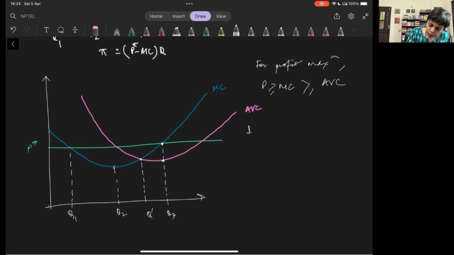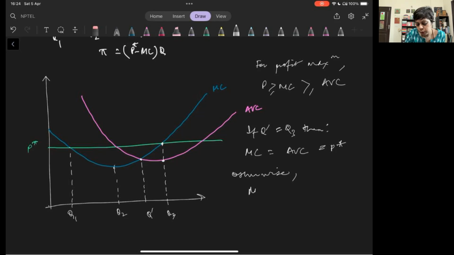If Q prime were equal to Q3, which means the average variable cost curve intersected the marginal cost curve at the exact same point where it is also intersecting P star, then you would have marginal cost equal to average variable cost equal to P star. But otherwise, you will have marginal cost equal to P star greater than or equal to average variable cost. Or we've already included the equal to case, so let's just say greater than average variable cost.